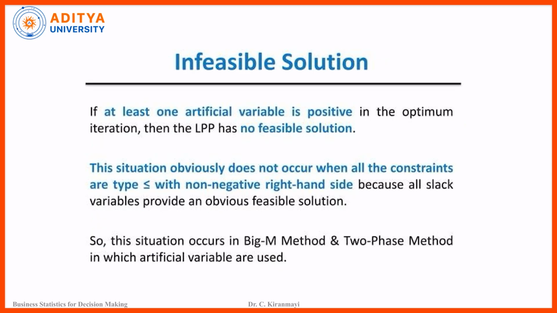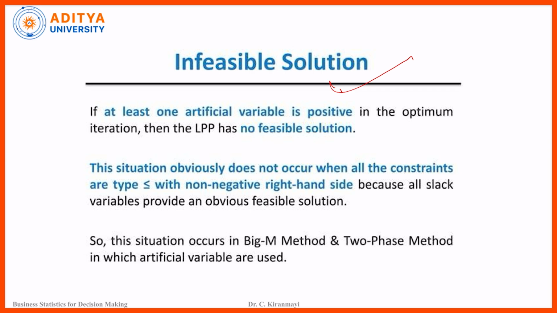And the last special case is infeasible solution. Infeasible solution means the linear programming problem does not have an optimum solution. Sometimes the linear programming problem may not have a solution satisfying all the constraints simultaneously. If there is no solution satisfying all the constraints, then the problem is said to have an infeasible solution. That is, there is no solution to the linear programming problem.